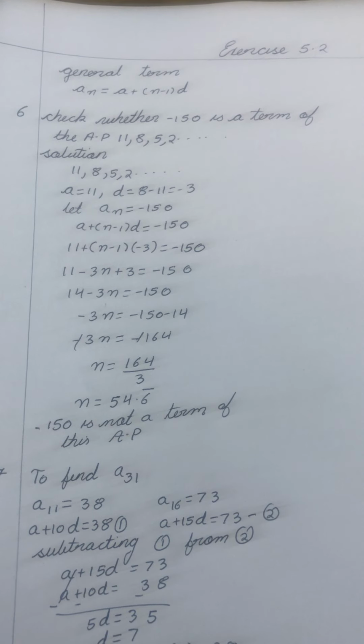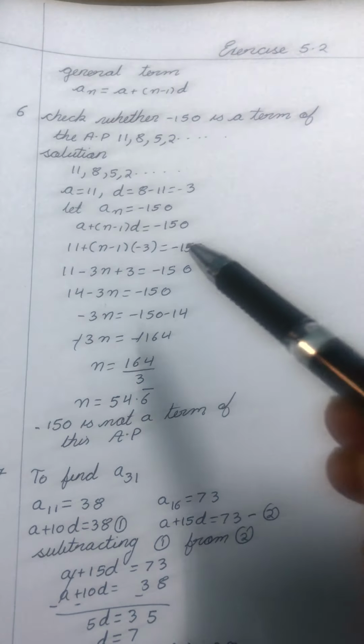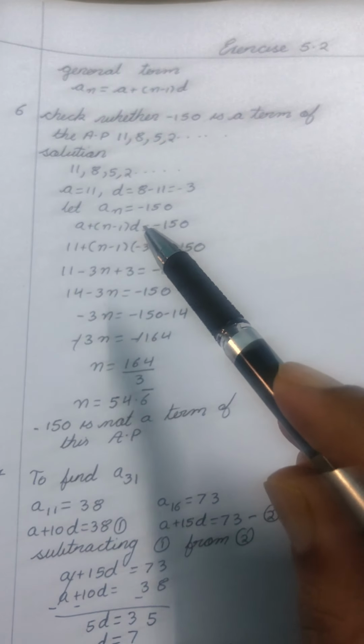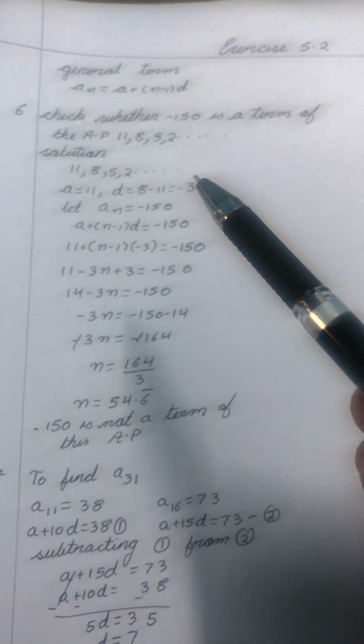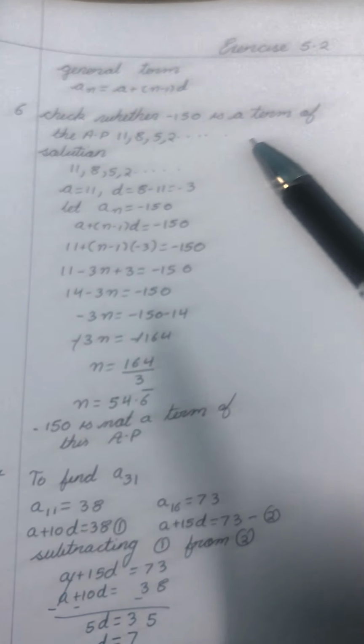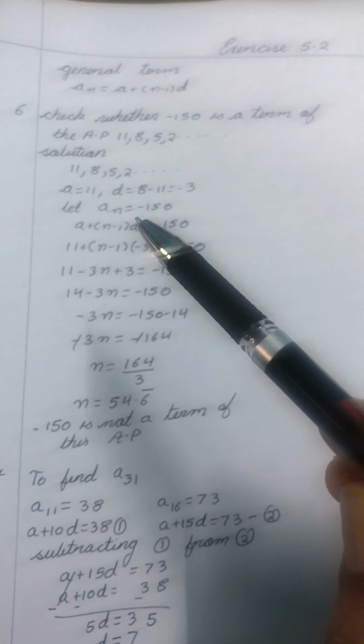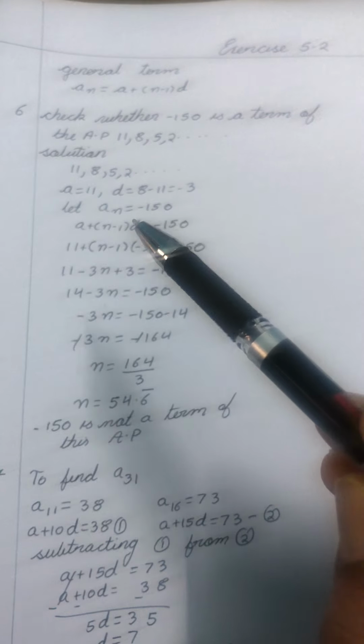Check whether minus 150 is a term of the AP 11, 8, 5, 2. So in this question we will suppose that an equals minus 150. So a is 11, d is minus 3. We apply the formula of an to check whether minus 150 is a term of this AP or not. We suppose minus 150 as an.